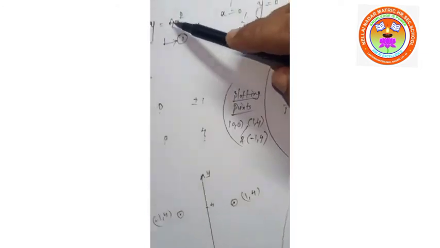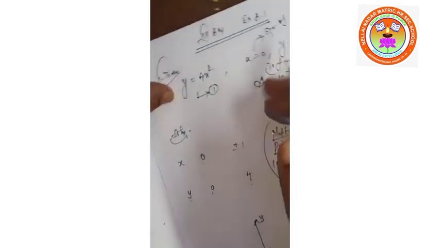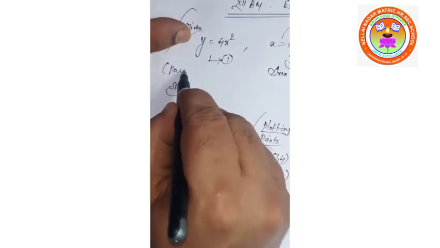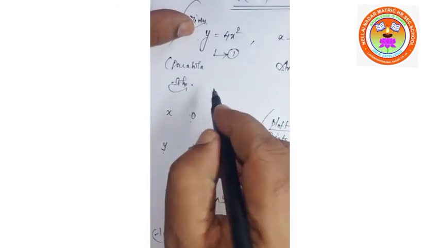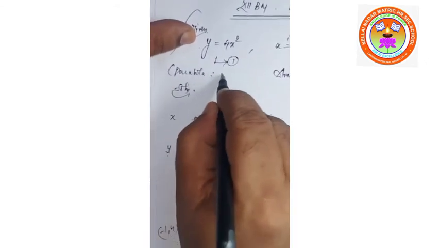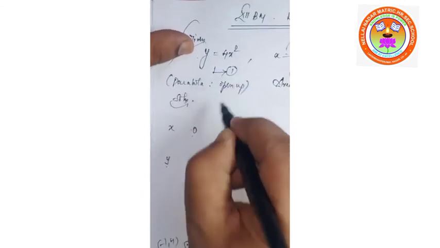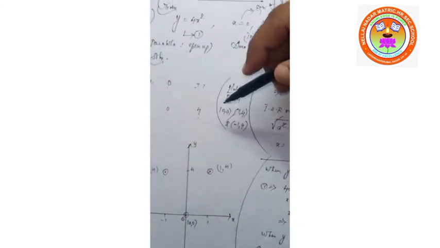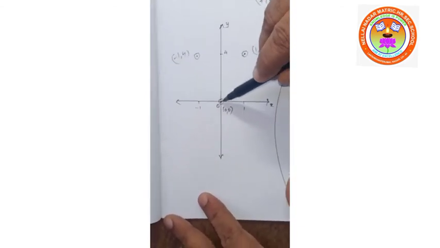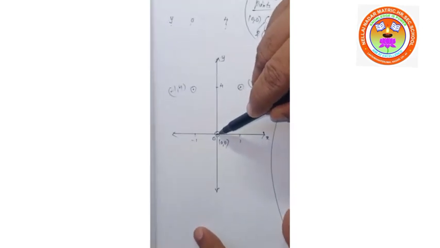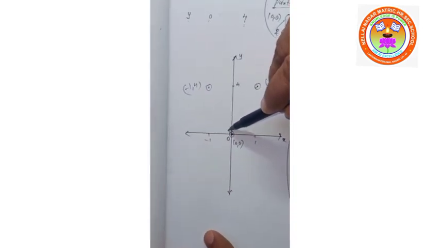X squared equals y by 4, it is also a parabola. What form is it? X squared equals 4ay form. Therefore, it is an upward opening parabola. A parabola is a curve only, so while joining, you have to be very careful. You have to draw a curve, not a straight line. So, draw like this.